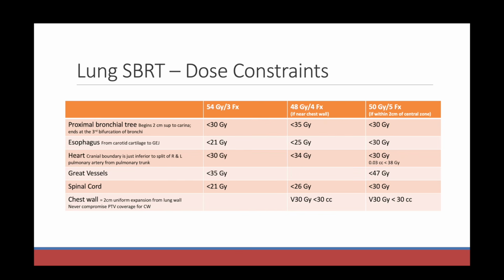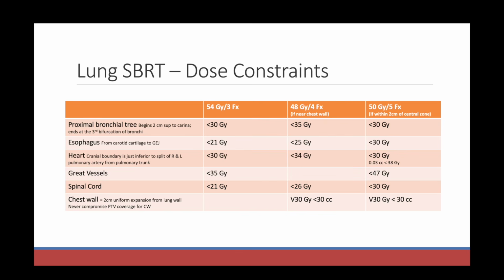And then there is a chest wall constraint, which is the volume receiving 30 gray should be less than 30 cc's. And that's a soft constraint, I would say, because if you're dealing with a stage 1 lung cancer and your V30 to the chest wall exceeds 30 cc's, it's fair to just accept that and counsel the patient they're at higher risk of developing chest wall pain. You never want to underdose, especially a primary lung malignancy, to meet a chest wall dose constraint, because then you're kind of sacrificing the chance of curing that lung cancer.